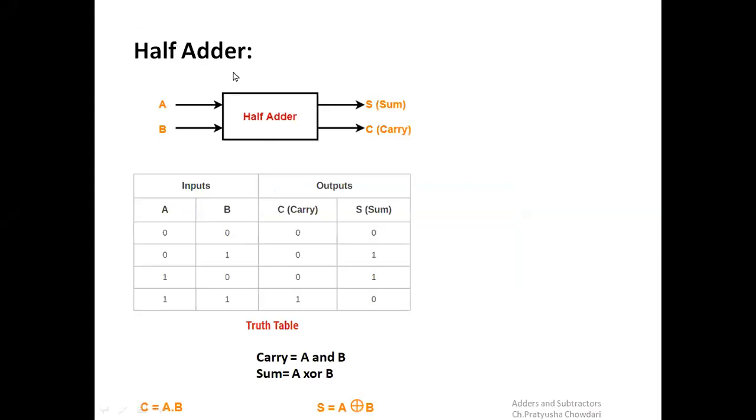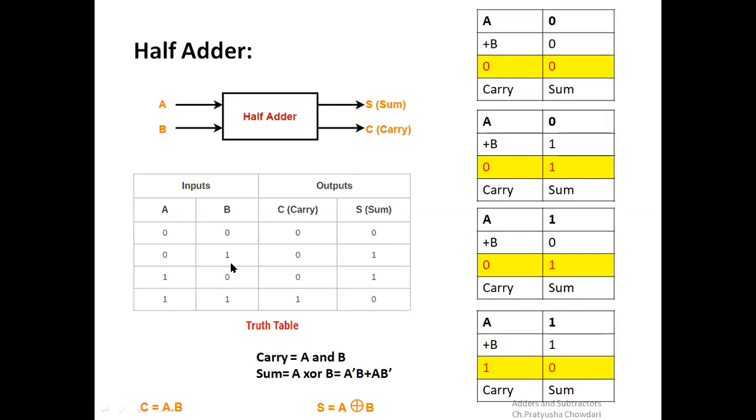First, it is half adder. Half adder is a combinational arithmetic circuit that adds two numbers and produces a sum bit and carry bit. So, half adder is going to add two bits, A and B, and produce sum and carry bits.